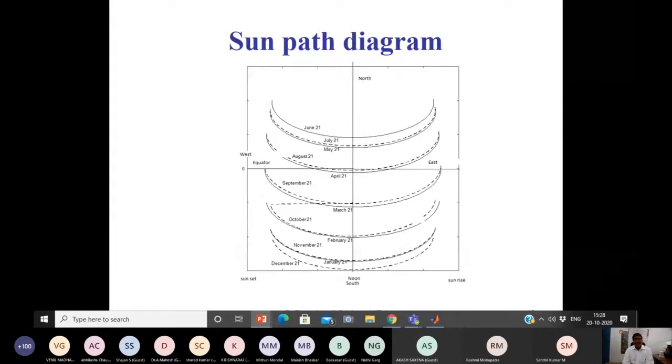Okay, I will show the sun path diagram. Before showing it, the meaning of a sun path diagram is that we can trace the spots of the sunbeam on the ground. As you can see here, I am showing this line. The center line shows the solar noon.